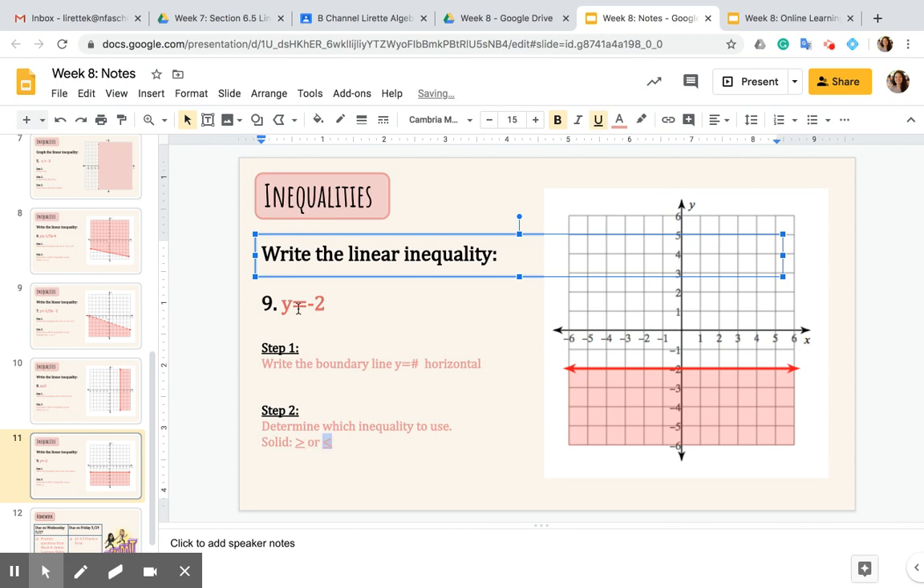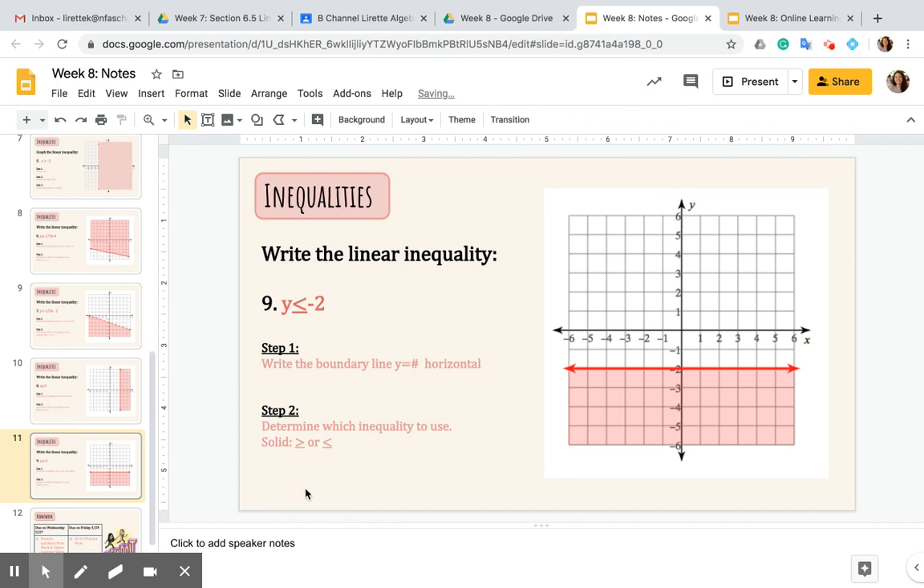or like this. So to determine which one it is, put your cursor or pencil on the line and move vertically until you reach the shaded region. I had to move down to reach that shaded region. That means the shading is below. So I'm going to choose the less than or equal to symbol.